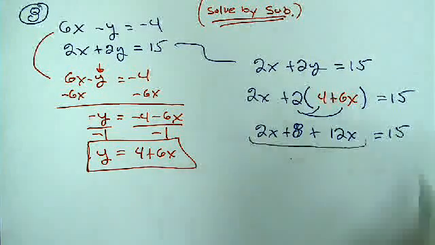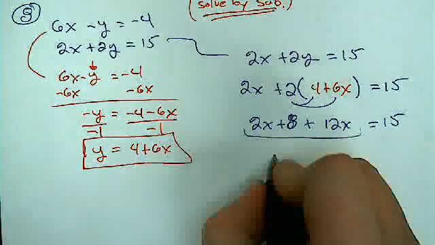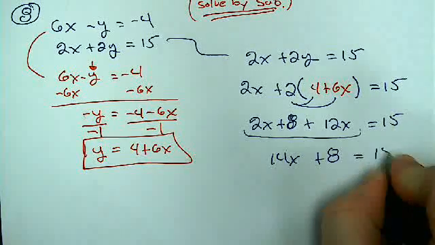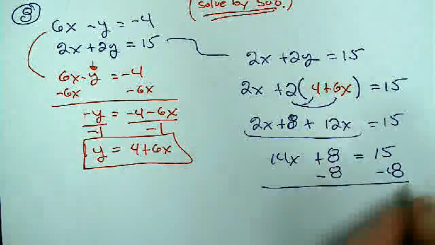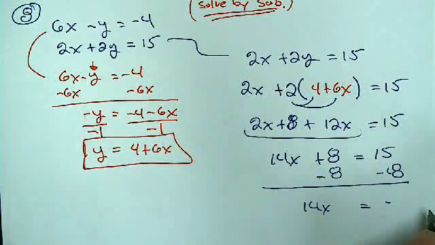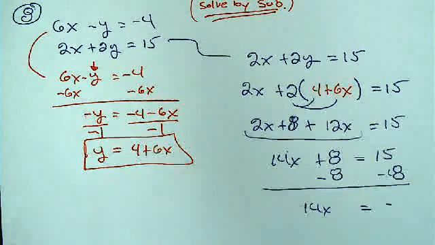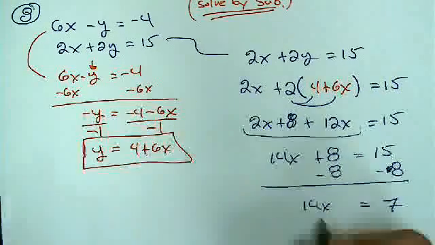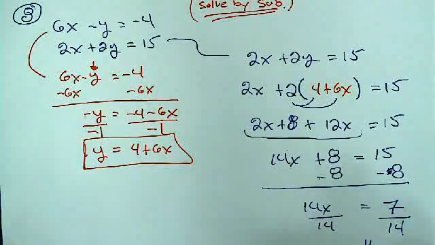Can I clean this side of the equation up? Yes. Put them together and it's 14x. Okay, yeah. Combine like terms, 14x plus 8 is 15. Subtract the 8 from both sides. Leaves me 14x equals... No? Yes. Really? Oh, wait, it's the minus 8, that's why. 7. And then divide by 14. And I'm left with a fraction.